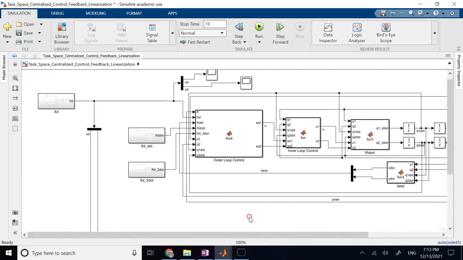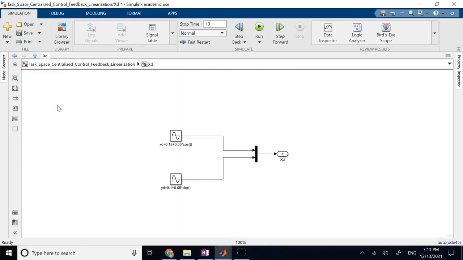So here I have this X desired and Y desired in this subsystem. My X desired is 0.18 plus 0.05 cosine t. And then Y desired is 0.1 plus 0.05 sine t. So radius here is 0.05 for the circle, and the center of it is at 0.18 and 0.1, and both of these are sine functions. All I needed was I changed the bias, the magnitude, and the phase.